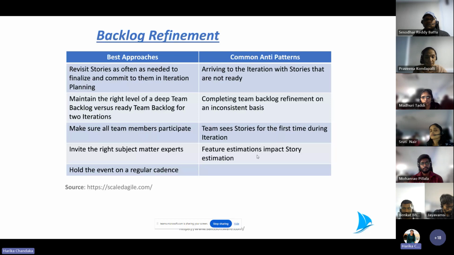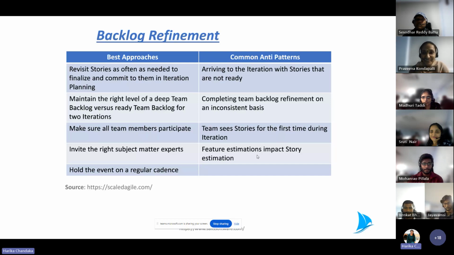These are the best approaches and common anti-patterns of the backlog refinement call. Any questions? Precious, you can ask questions. They might still be worrying about what I am talking about. Okay, no issues. Even if anyone has questions, they can reach out to me anytime.